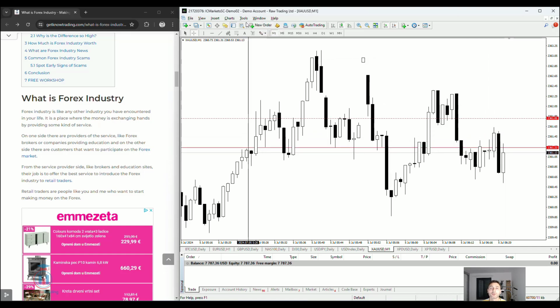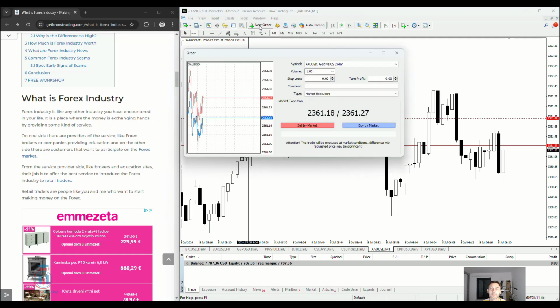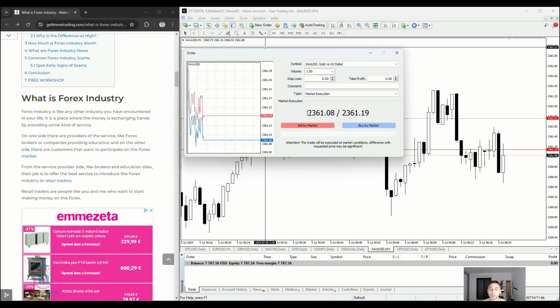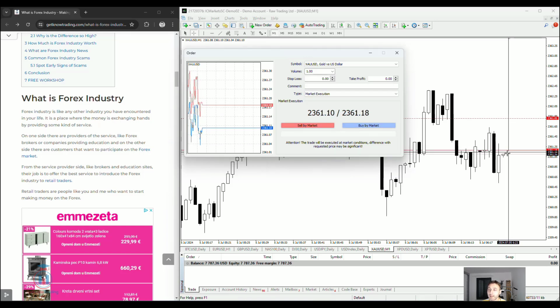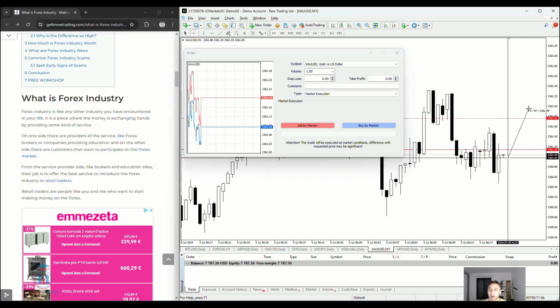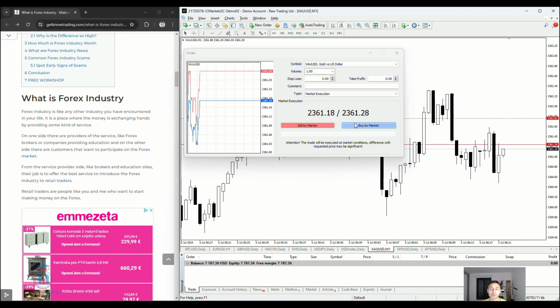Here is the way to trade. You click new order and you define whether the price will go down or the price will go up. For example, the market price is currently here, so you need to predict whether the price will go up or down from the current market price. If I define up, I should click buy by market. If I define that the price will go down, I click sell by market. So in this case, I will click sell.